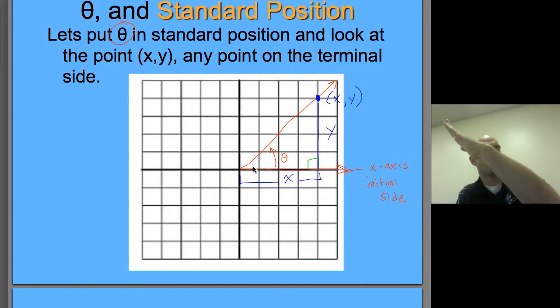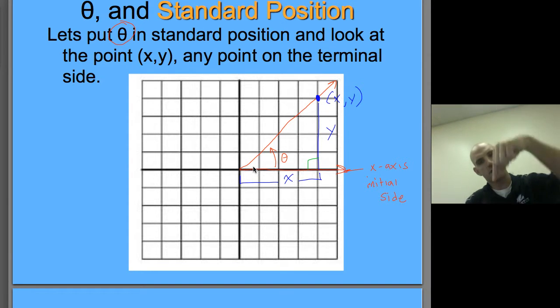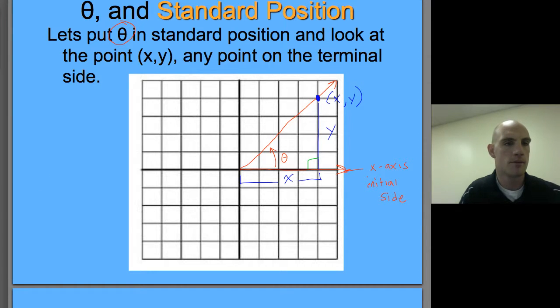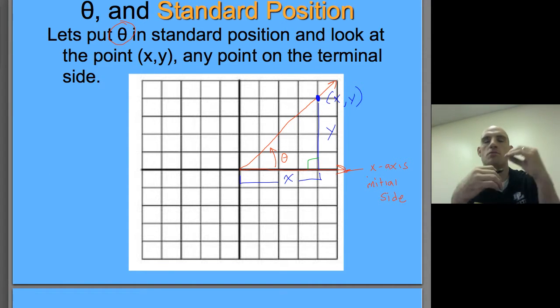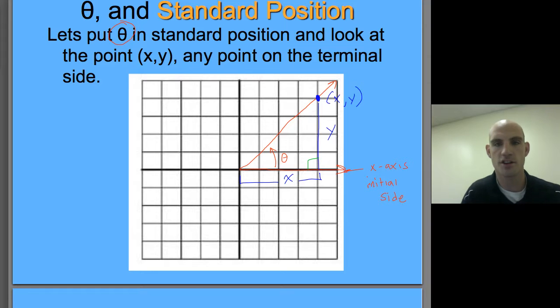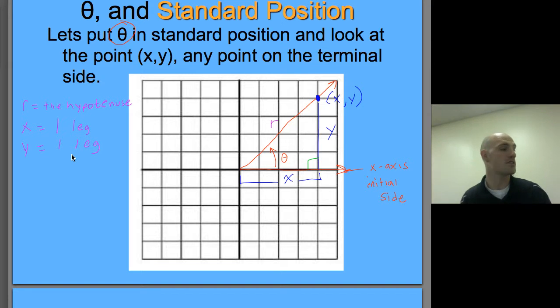If you look at this, you'll notice we have a right triangle here. So no matter where that terminal side lies, we're always going to drop down a 90-degree angle and have a 90-degree right triangle. Well, if you're catching on to what we're doing here, we're making a right triangle so that we can find the hypotenuse. And the hypotenuse we're going to call length r. So r is the hypotenuse. x is one leg, and y is one leg. Together they form a right triangle.